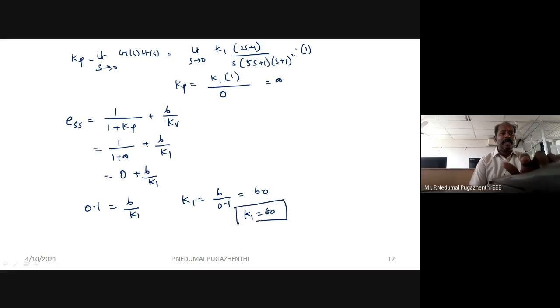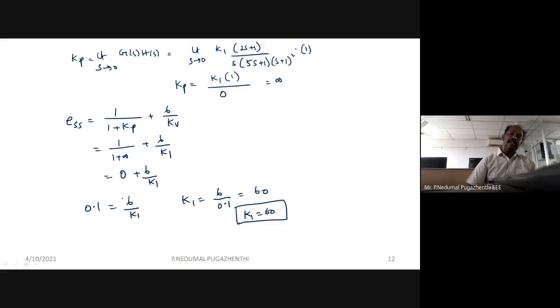So the minimum value that should be chosen for K1 is 60, to get a steady state error less than 0.1 for the provided system having an open loop transfer function K1 into 2s plus 1 divided by s into 5s plus 1 into (s plus 1) the whole square.